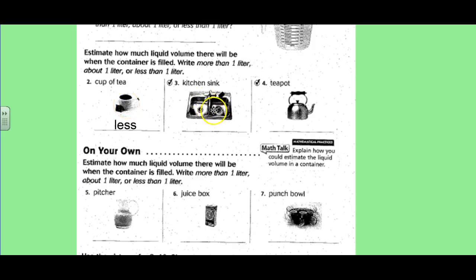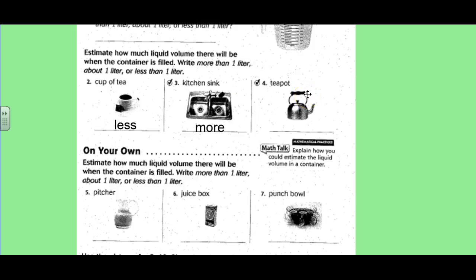Okay, so both sides of the sink, would that be more than 1 liter, about 1 liter, or less than 1 liter? So on the line, you can put more, about, or less, and then push play again whenever you're ready to check your answer. So the sink is definitely going to hold more than 1 liter. It would take quite a few liters to fill the sink up completely full.